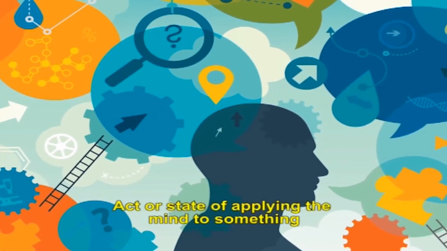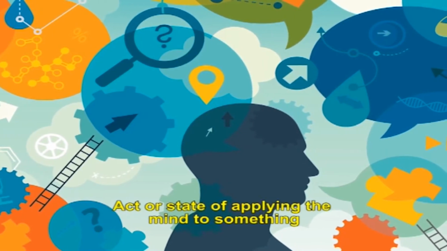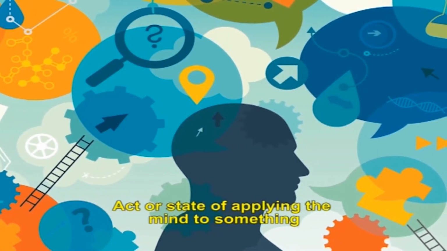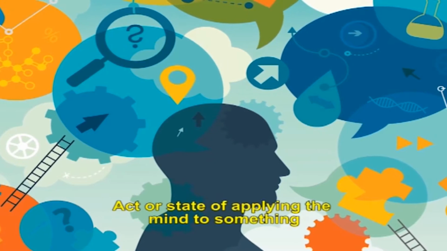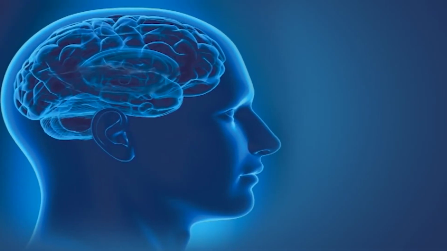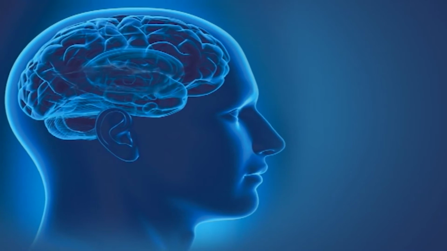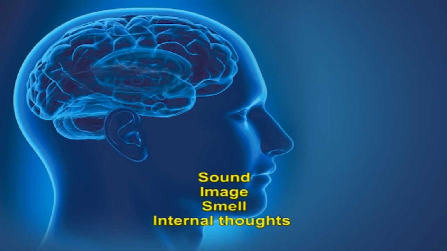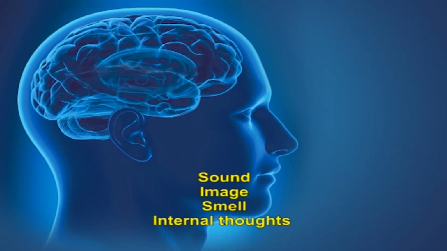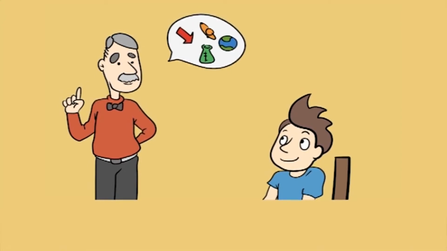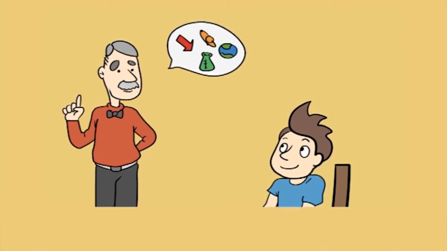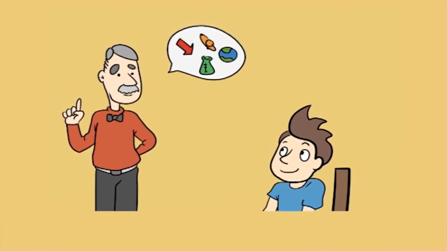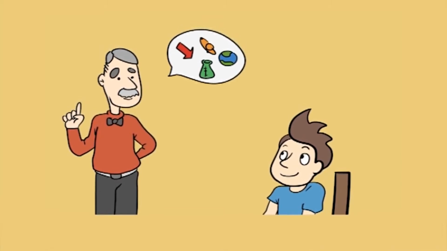Attention is defined as the act or state of applying the mind to something. It is the cognitive process of selectively concentrating on one thing or event by ignoring other things. Attention can be referred to as a selection process. To attend to an external event like sound, image, smell, or maybe internal thoughts, we have to maintain a certain level of awareness. When we attend to one stimulus, it is seen that we have removed our attention from other stimuli. Our mind concentrates and selects only one stimulus which is best suited to it for paying attention.